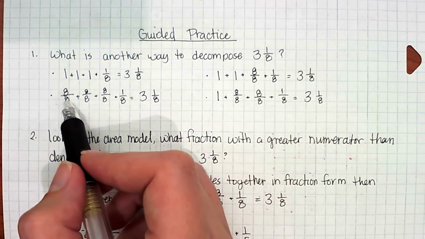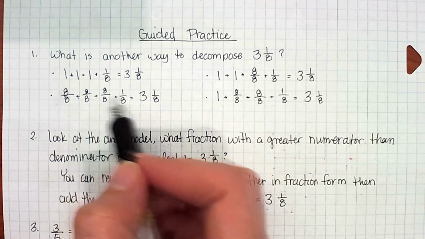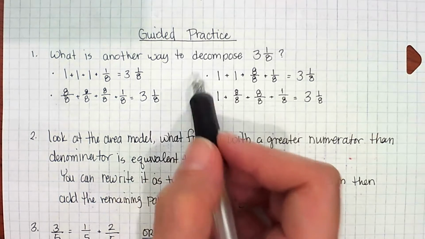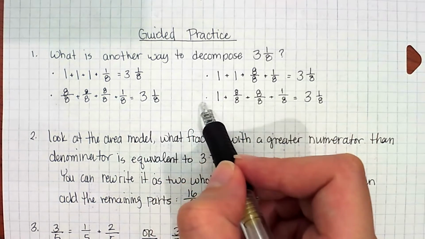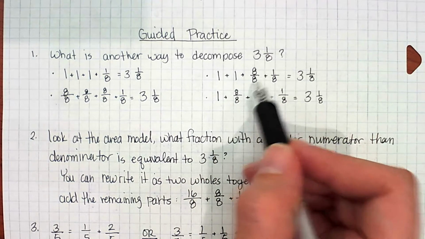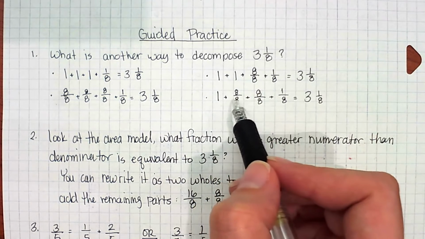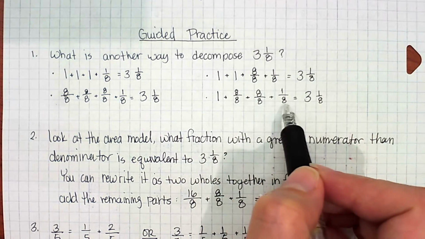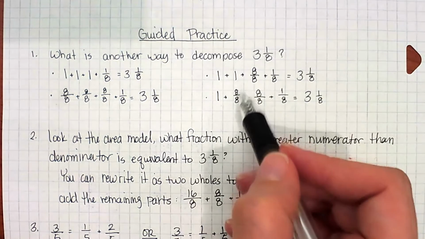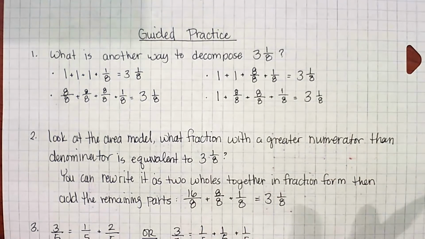You could write it as 8 over 8 plus 8 over 8 plus 8 over 8, because remember, these are all equal to 1 whole, plus another 1 over 8. That's also going to give you 3 1/8. And then we did 2 other ways that we could do it. I did 1 whole plus 1 whole plus 8 over 8, which is also 1 whole, plus 1 over 8 equals 3 1/8. Or I did 1 whole plus 8 over 8 plus 8 over 8 plus 1 over 8 is also going to give me 3 1/8. So remember, anytime your numerator and denominator are the same, it's equal to 1 whole.